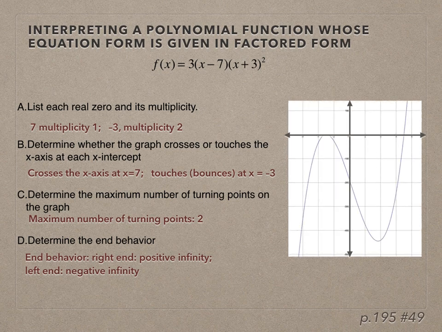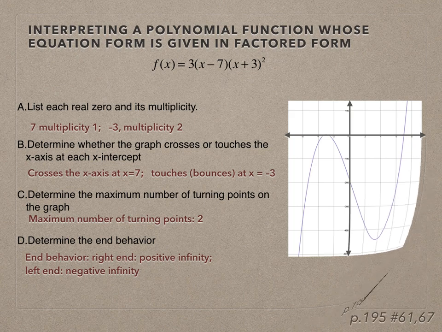So I'll graph it, and it looks like this. Let's observe that the curve goes through the x-axis at 7. The curve touches the x-axis at -3. There are 2 turning points. The right end tends toward positive infinity, and the left end tends toward negative infinity.